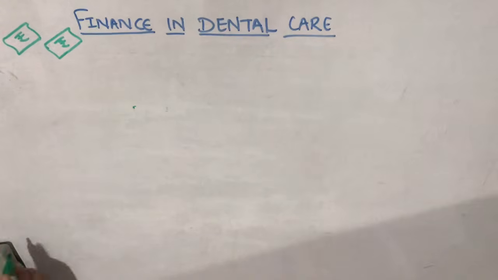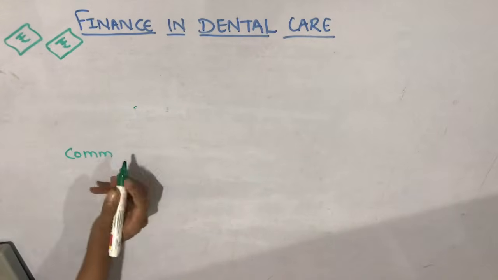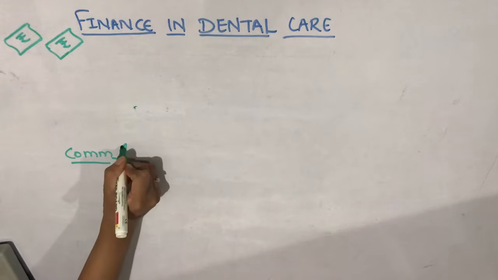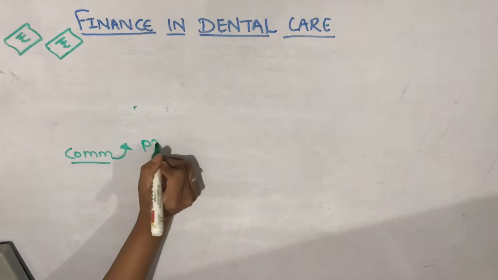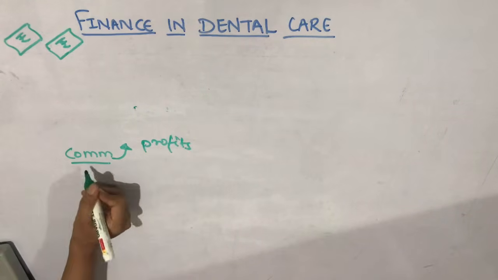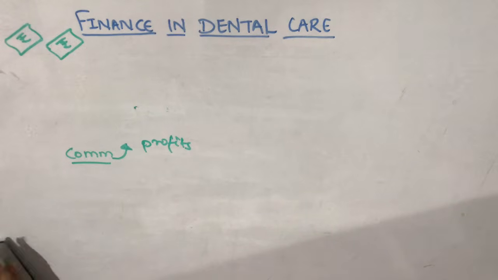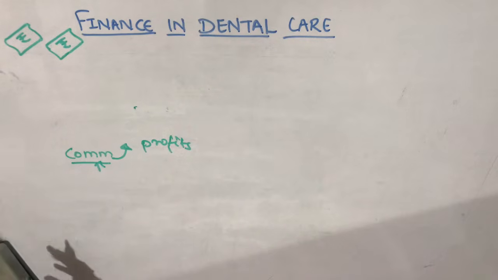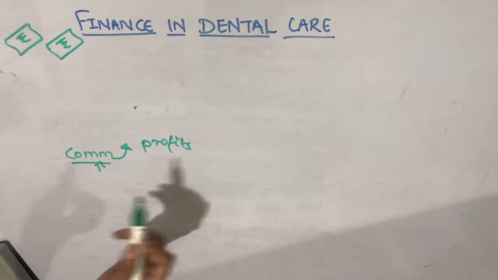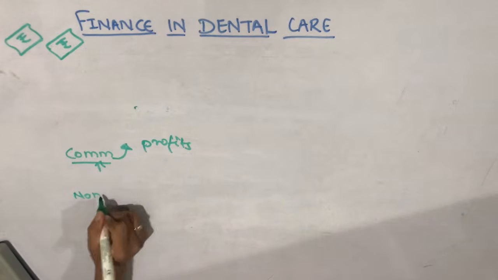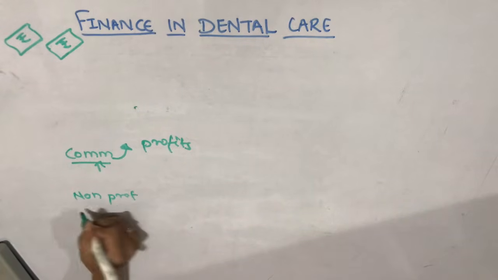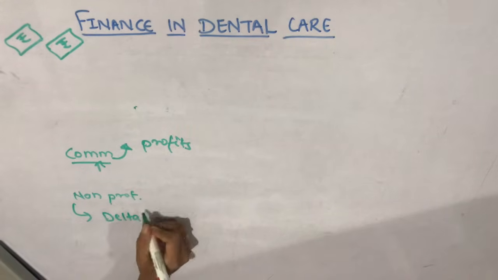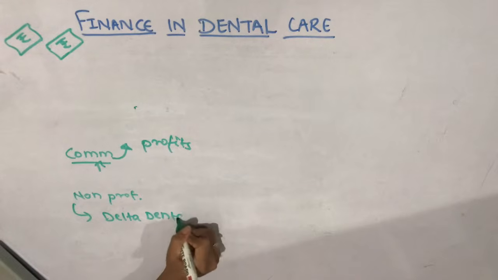In prepayment plans, you'll have commercial insurance companies, as we have seen in the classification earlier. These commercial insurance companies work on the principle of profit, like your medical insurance works in the same manner. These are the commercial companies which provide you insurance for dental services. The next one is the non-profit health service corporation. In that you will see Delta Dental Plans. So this is a non-profit one.